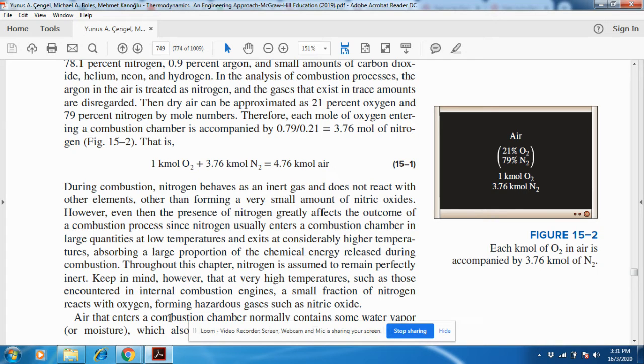While making use of air, we consider that air is composed of two components only: oxygen and nitrogen. We considered air to be composed of 21% oxygen and 79% nitrogen. This gave us the number that every single kilomole of oxygen drawn from air comes with 3.76 kilomoles of nitrogen. For 1 kilomole of oxygen from air, we need 4.76 kilomoles of air.